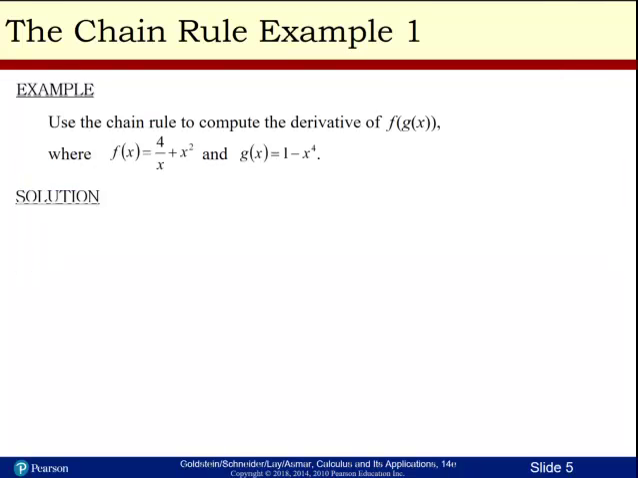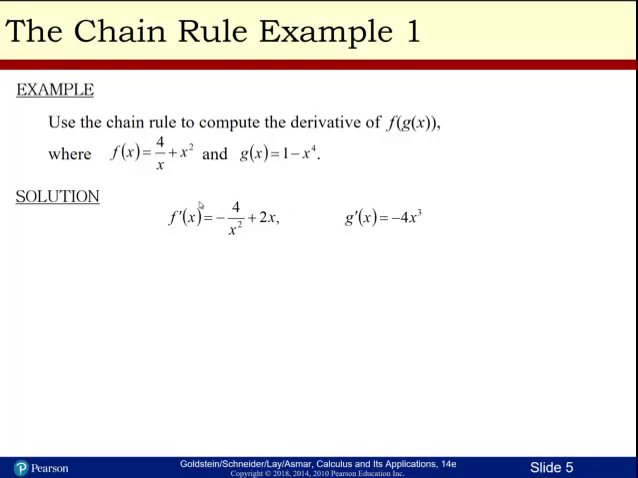So let's look at an example. We're going to use the chain rule to compute the derivative of f of g of x. F of x is going to be equal to 4 over x plus x squared, and g of x is going to be equal to 1 minus x to the fourth. So we need the derivative of both f and g. So we take each of their derivatives using our traditional rules that we've been using, mostly power rule and the sum rule. Then I need to figure out what f prime of g of x is so I can fit that into my rule.